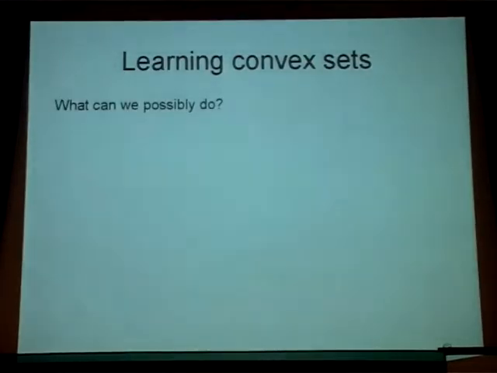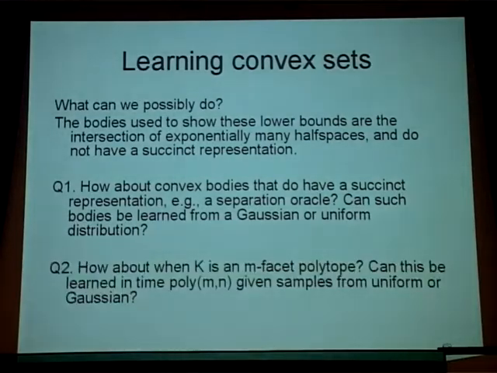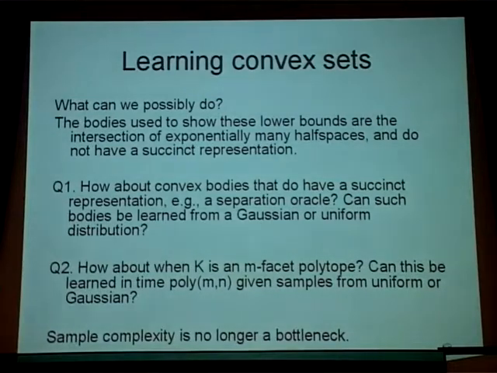What about, so that's what I was saying. What about if the body has some succinct representation? So, for example, let's say it's an m-facet polytope. It's a polytope with m facets. I don't know what it is, but it's an m-facet polytope, or at most m facets. Can you learn it then? I think this is one of the most interesting, possibly solvable open problems out there today. And it's an m-facet polytope. Can you learn it in polynomial time?